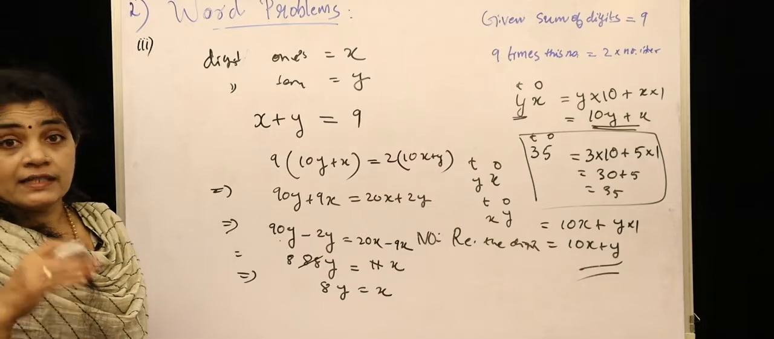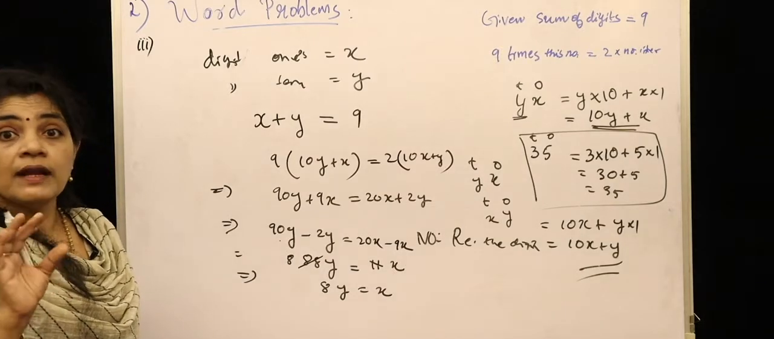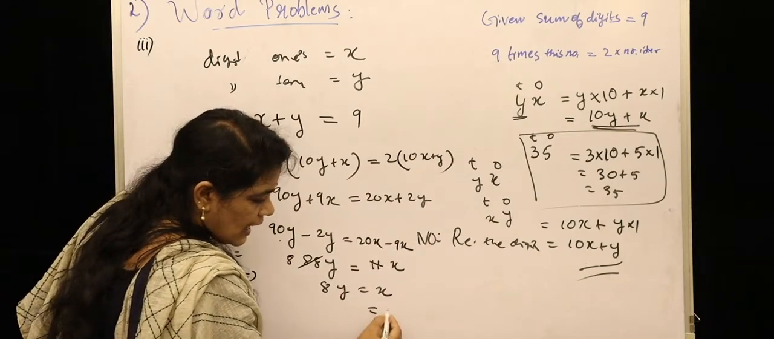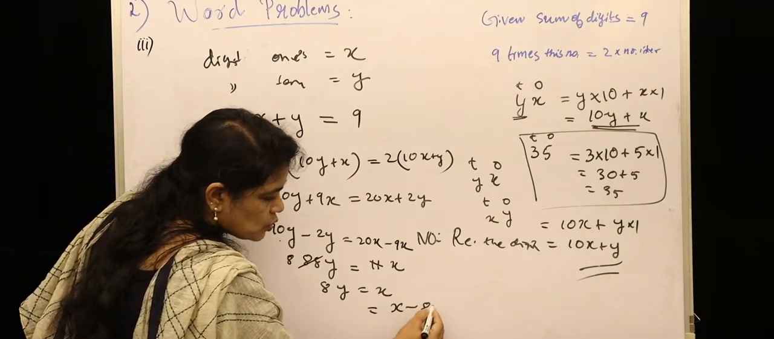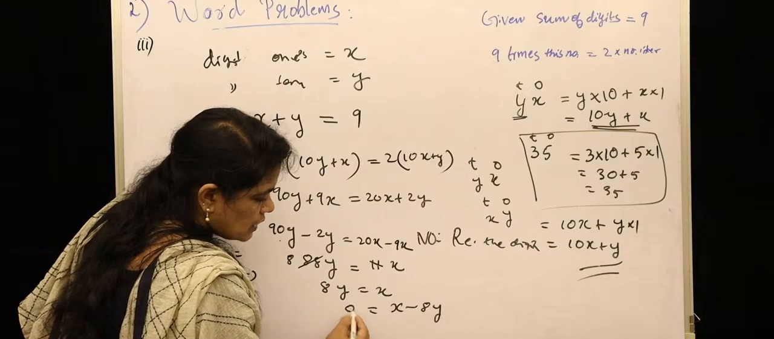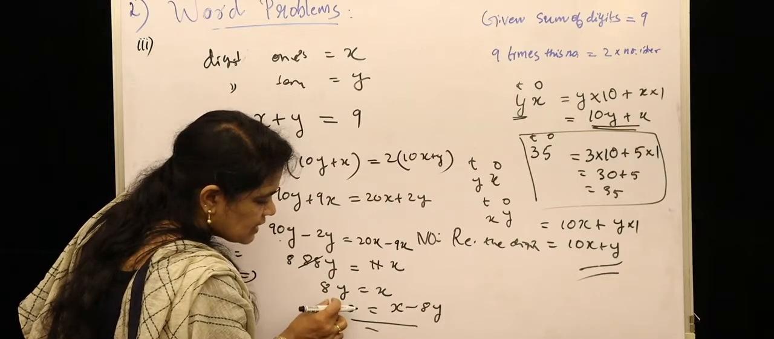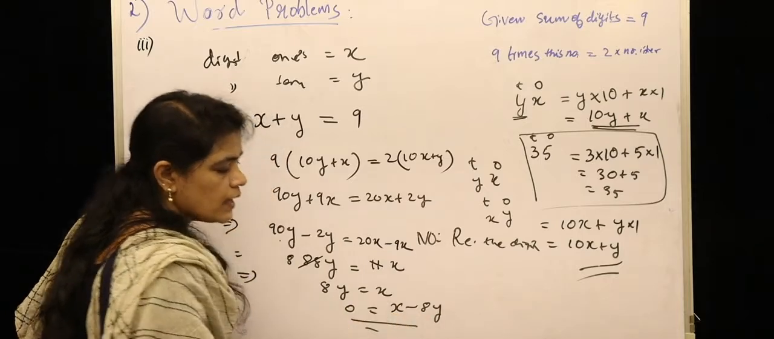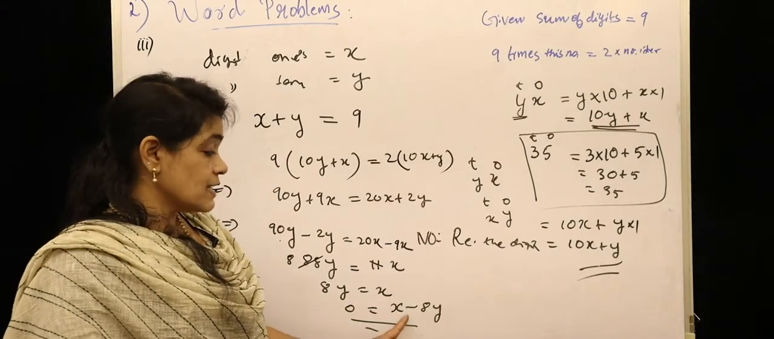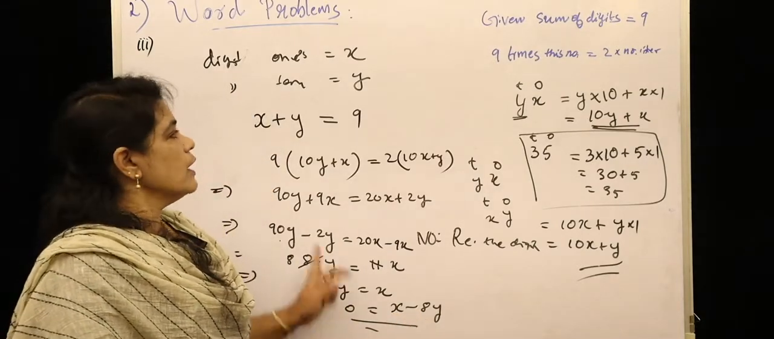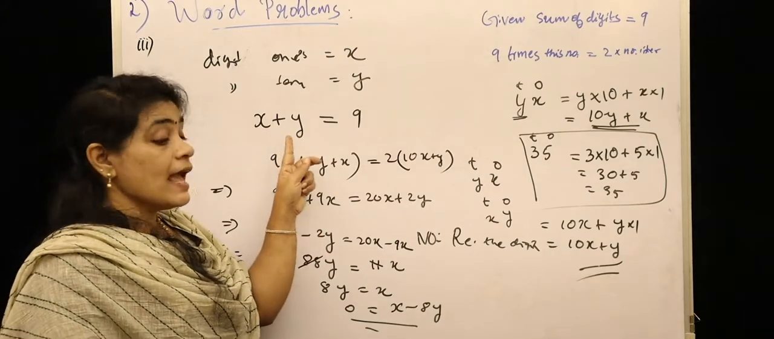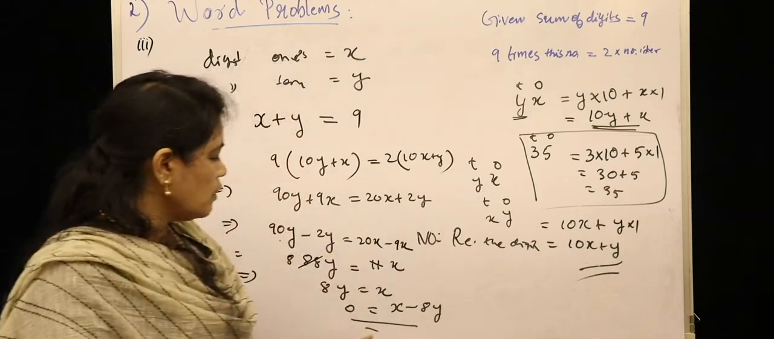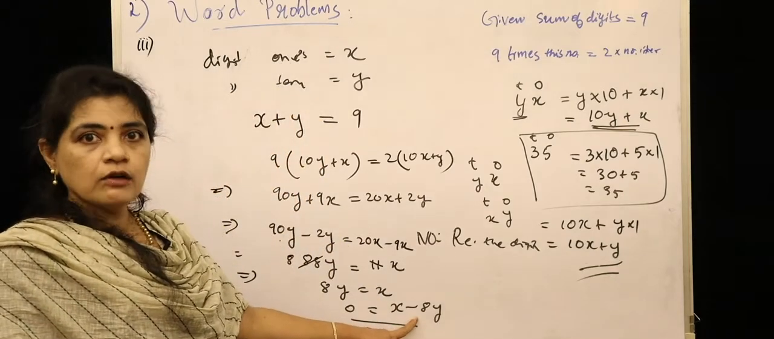So in order to get that equation, for the variable x, I am taking this 8y to RHS. So x minus 8y equal to 0, because after taking this 8y, nothing is there in the LHS, so 0. And we have the first equation as x plus y equal to 9. Now we got x minus 8y equal to 0.